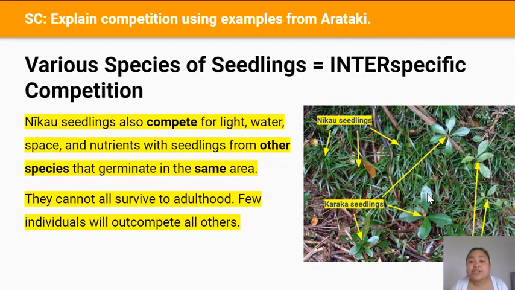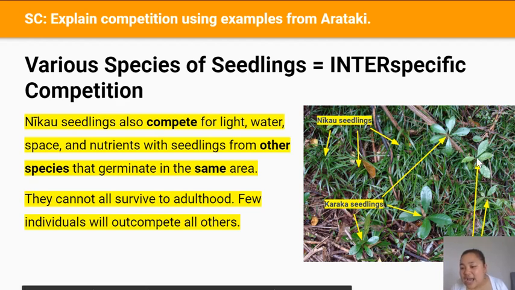How about various species of seedlings? That's called interspecific competition. Nico seedlings also compete for light, water, space, and nutrients with seedlings from other species that germinate in the same area. Like here, you've got some Nico seedlings, that grassy looking plant, and you've also got some karaka seedlings, these ones here, and you've got some hange seedlings here. They can't all survive to adulthood because they'll be competing for light, water, nutrients, and space. A few individuals will outcompete all others.